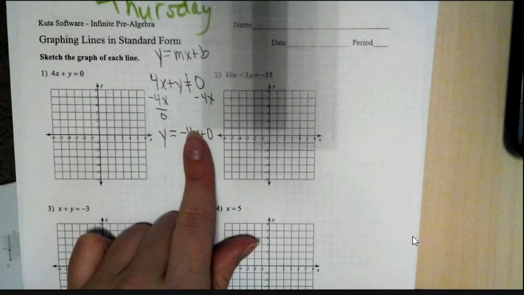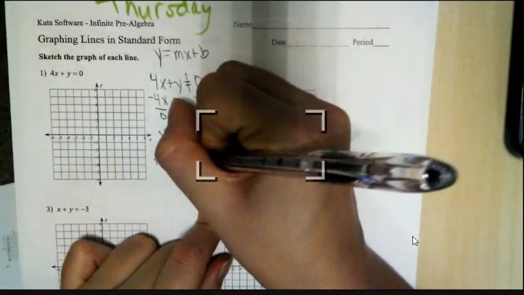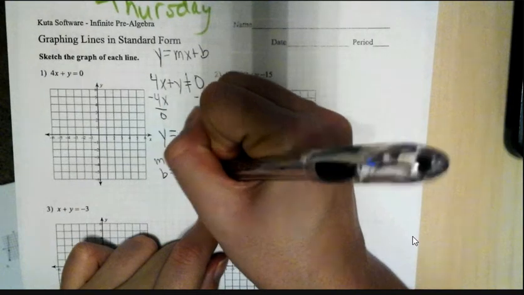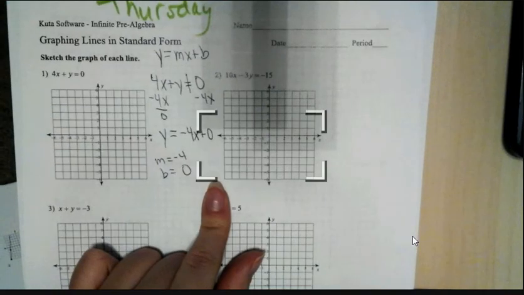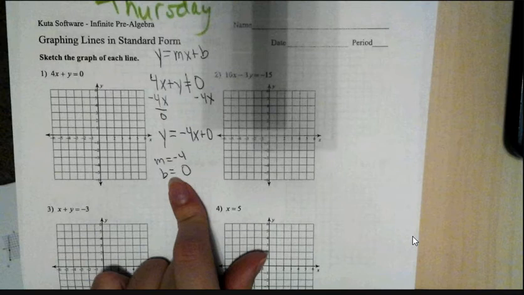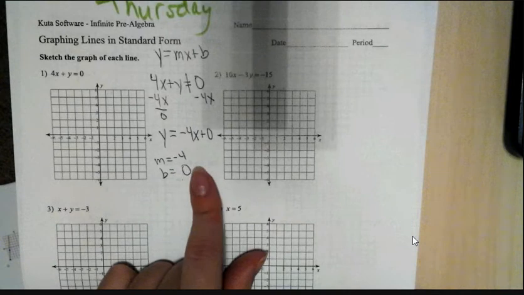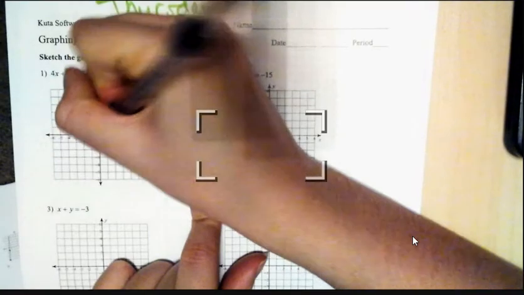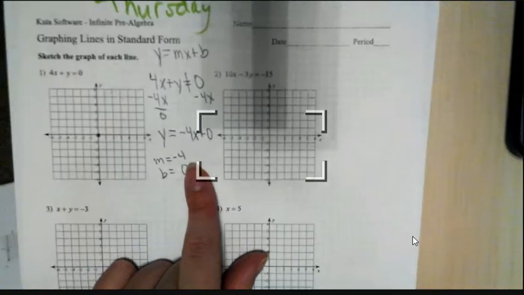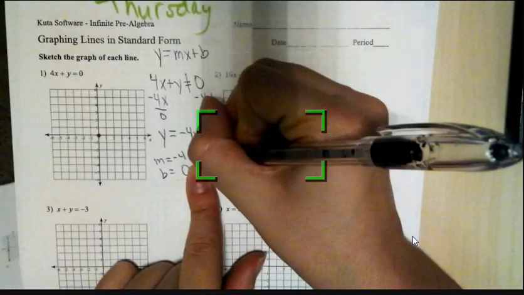I have my slope. I have my y-intercept. My slope is negative 4. My y-intercept is 0. Your y-intercept, which is the letter B, tells you where to begin. I like to think B for begin. I'm going to begin on the y-axis at 0. My slope tells me how to move. So remember, slope is equal to rise over run. So if it's negative 4, that means I'm going to go up or down negative 4 and then over 1.